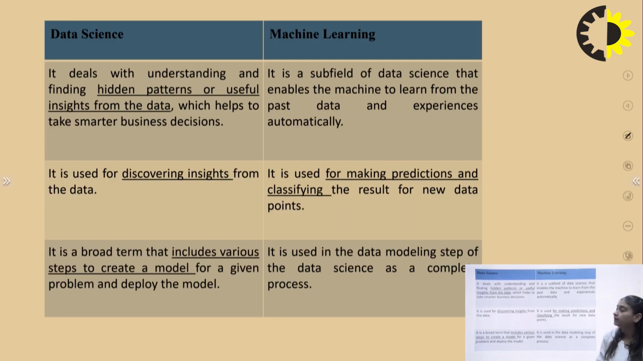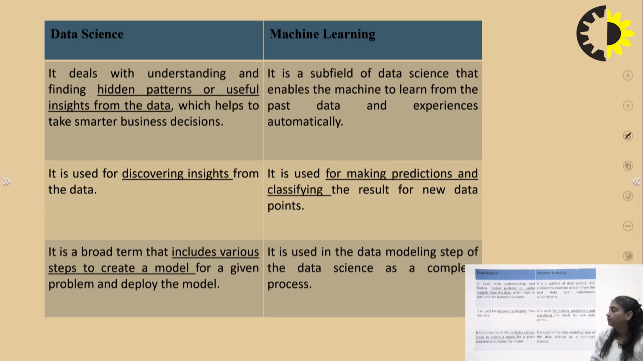So what are some differences? The first thing is, data science focuses on hidden patterns and the identification of useful insights from the data. It means it focuses on the extraction of information from the data. Machine learning, on the other hand, focuses on enabling the machine to learn from past data and experiences. So the focus is quite different.